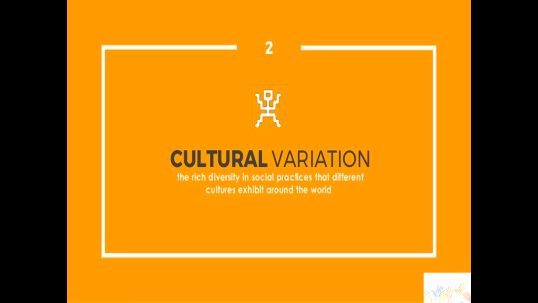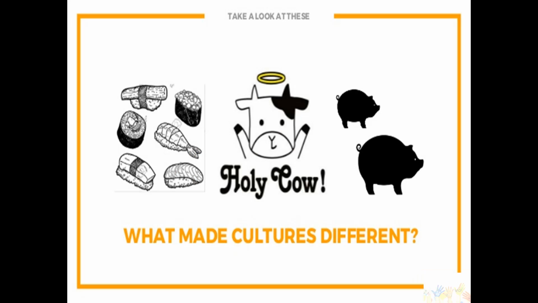Let's take a look at a broader image of cultural variations. Take a look at these. A raw food called sushi. Holy cows and pigs. What can you say about these pictures? Are they representing culture? With these pictures, what made cultures different? Note: write your thoughts in your journal writing notebook.